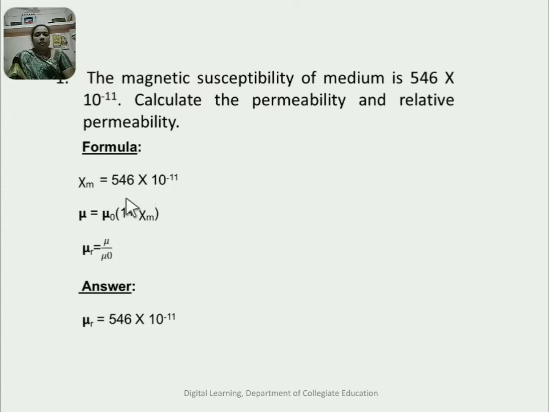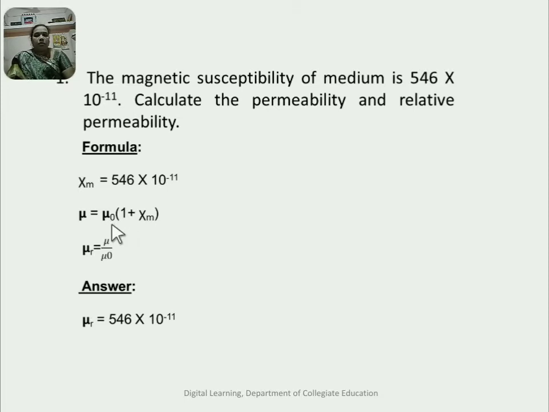So students, here we have to calculate the permeability. That is the first question. Calculate the permeability. This is the first question asked in the problem. So students, permeability is the measure of the resistance of a material against the formation of a magnetic field, and it is denoted by mu. See here, mu is given by this formula: mu is equal to mu naught into 1 plus psi.